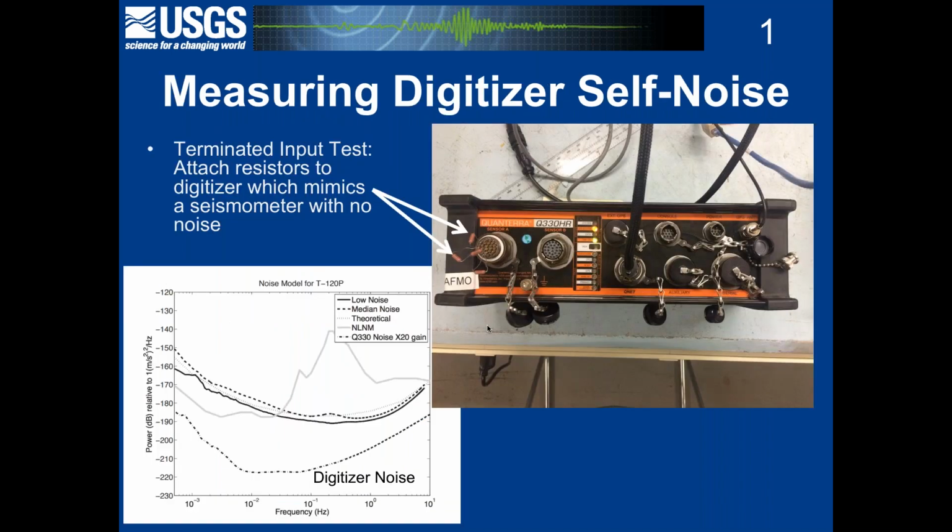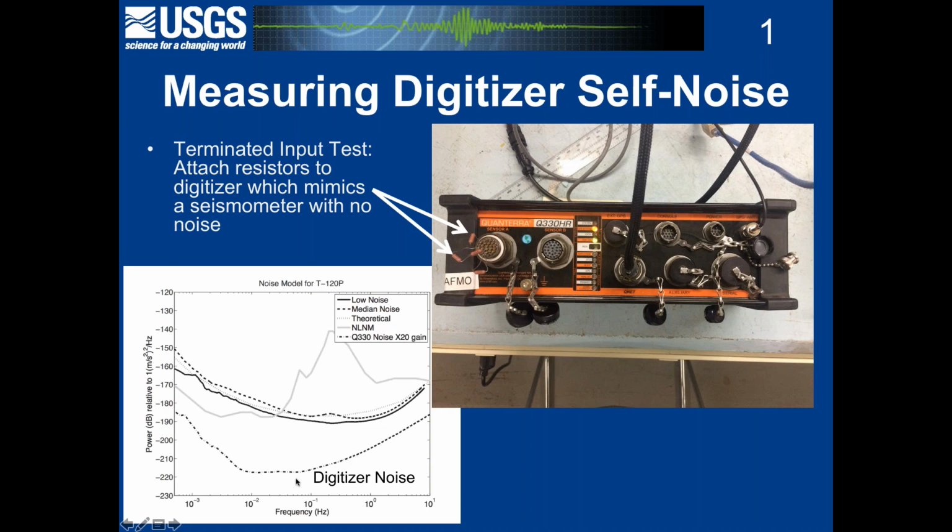So how do we measure this? If we're interested in getting the self-noise of the systems, how do we do this? To get the digitizer self-noise, we do a terminated input test where we take some resistors that basically mimic a seismometer with no noise. And we just record for a few hours and take the power spectral density of what's recorded with basically no input going to the digitizer. And that's what this looks like.